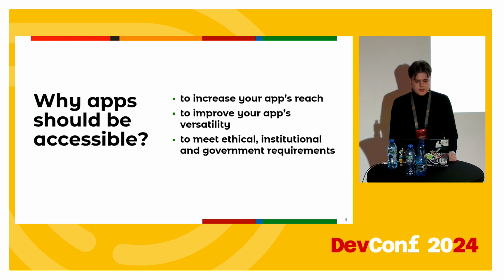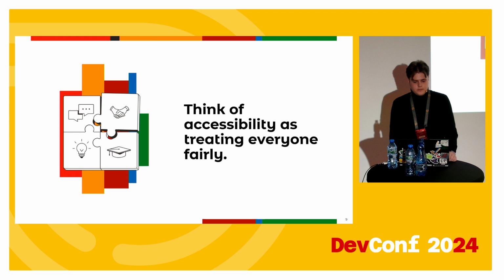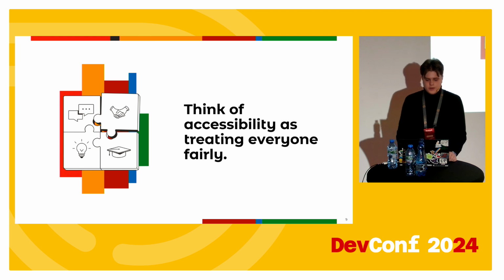To meet ethical, government, and institutional requirements. Think of accessibility as treating everyone fairly, giving them the same chances no matter their abilities. We shouldn't exclude someone from entering a building because they use a wheelchair. So we also shouldn't exclude someone from an app because of low or no vision. Modern buildings should have elevators and ramps. Modern apps should support screen readers and scalable texts.